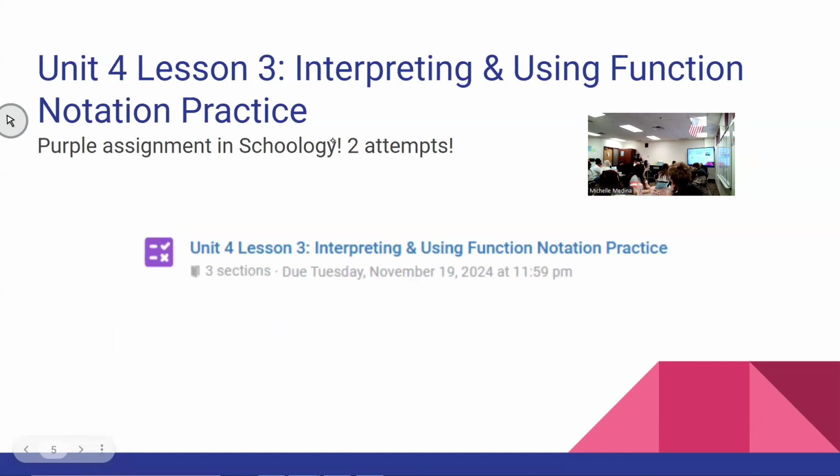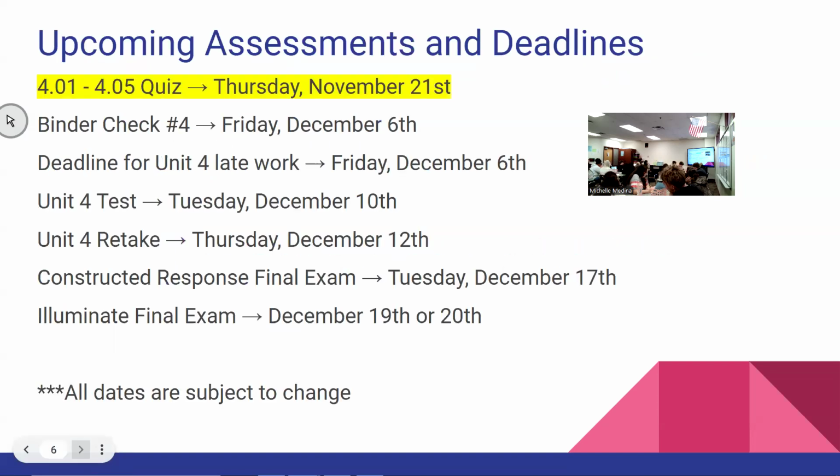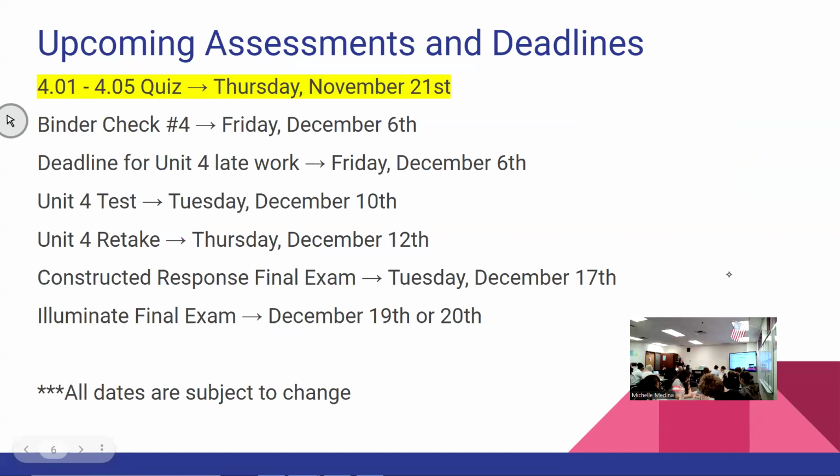Practice is in Schoology. And your first quiz for this unit will be Thursday. It'll be on the first 5 lessons. And then I don't anticipate the rest of these dates changing. Like you just saw, I've planned all the way through the end of the semester. I'm starting to plan for next semester. So you do your job as a student and plan to be ready to take these tests and do well on them. Questions on that?